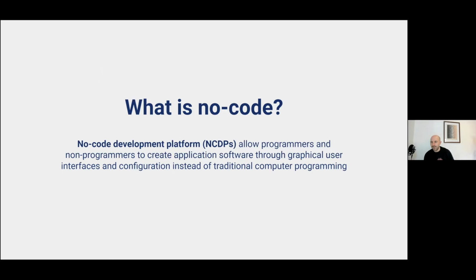Okay, Fergus mentioned what is no code, and this is a quote taken from Wikipedia, which is about no code development programs. It allows programmers and non-programmers to create application software through graphical user interfaces and configuration instead of traditional computing programming. What does that mean? In many ways, I think it's point and click. Can you point and click and do something to basically build something?